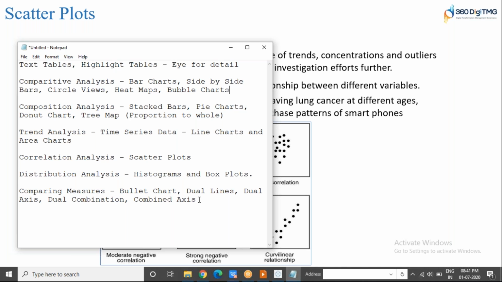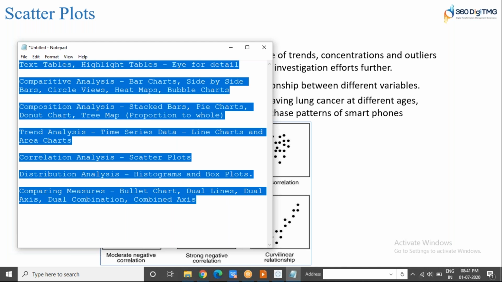So this information I'm going to send to you on your chat window. If you want, you can take it and save it in the notepad which you are probably maintaining for your notes. I have sent it on the chat window, so anybody who needs it, please take it from there.